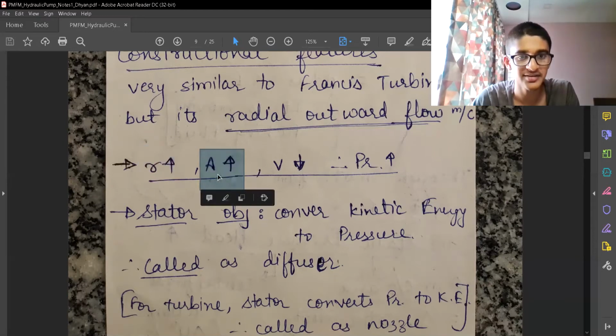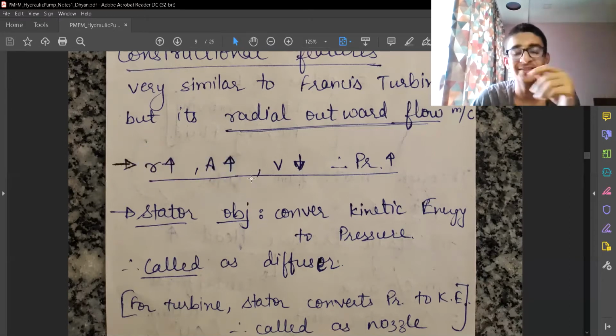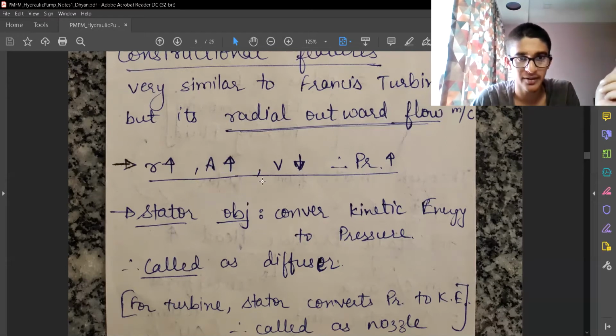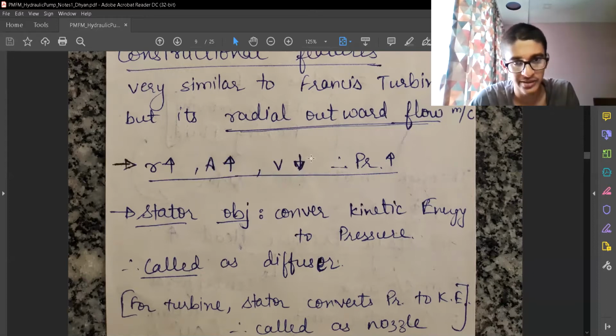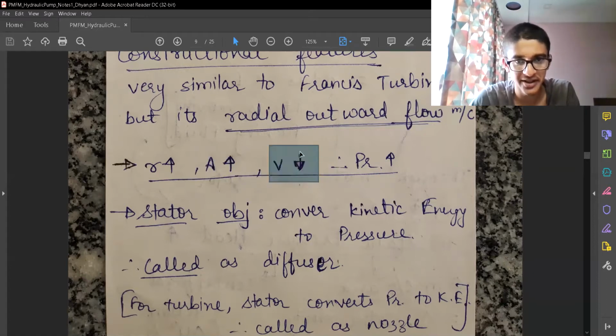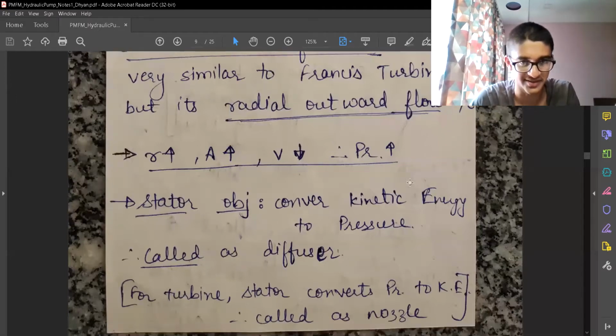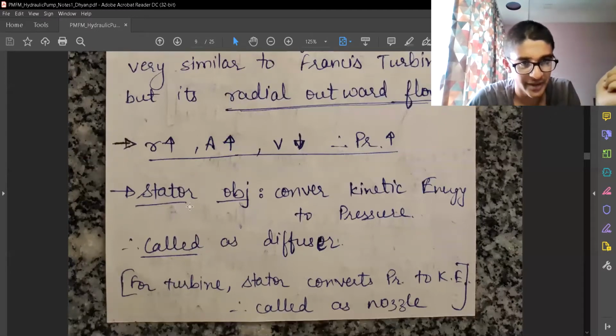Flow area increases, that means since the fluid is of constant density, the mass flow rate should be constant. Density is constant, area is increasing, that means the velocity should decrease. And by using Bernoulli's equation, since the velocity decreases, the pressure increases, that is the static pressure is going to rise.